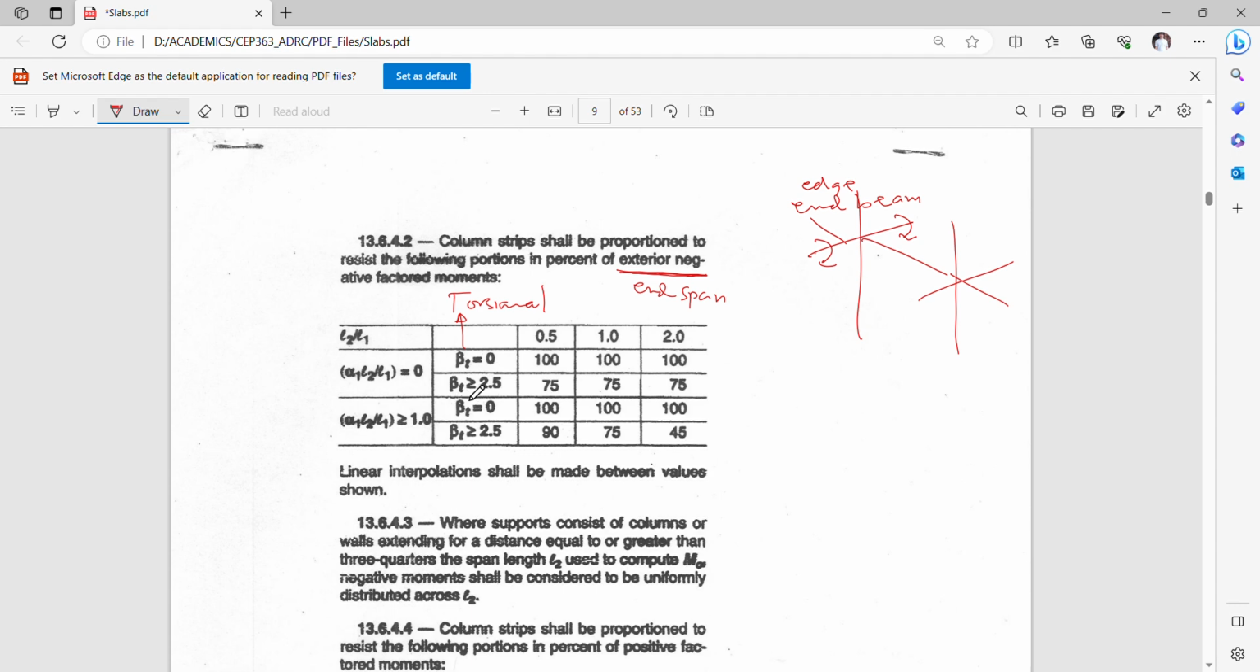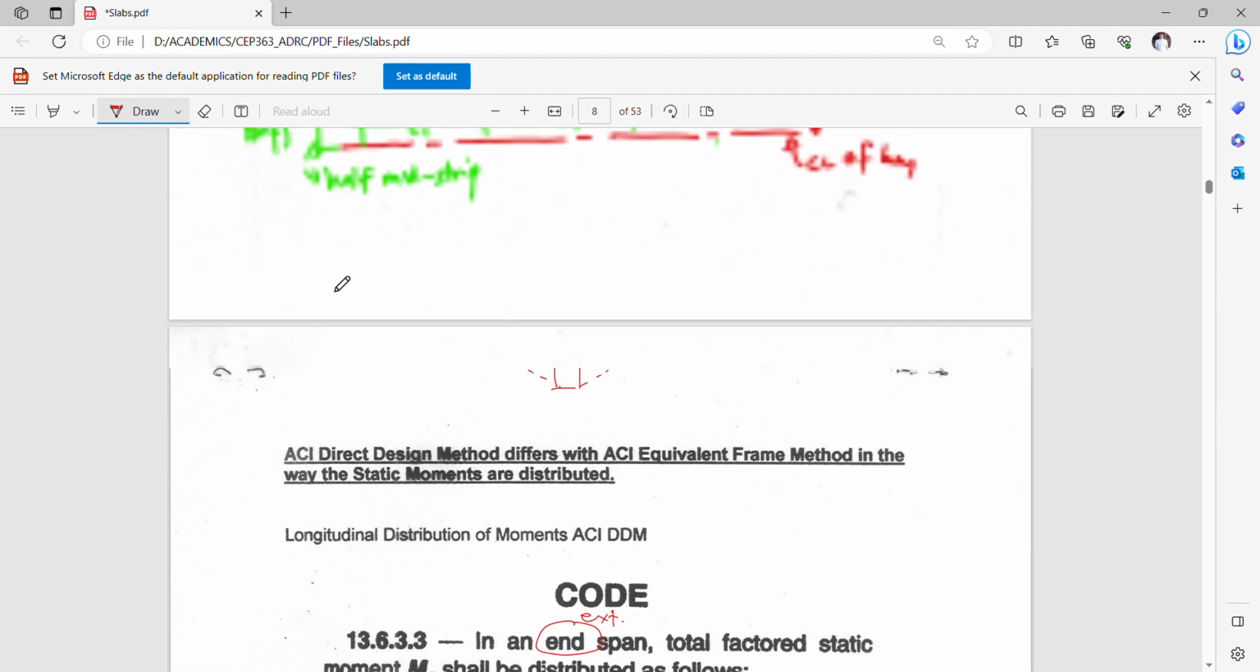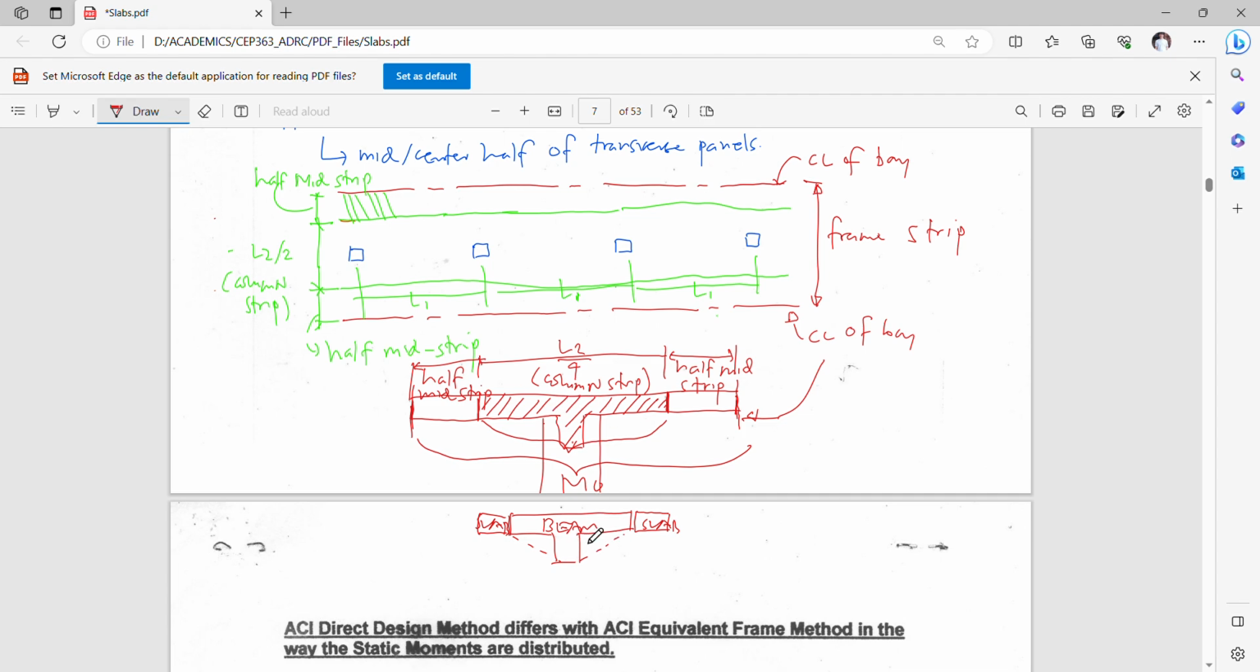parameter beta. And of course, I have to compute L2 over L1 and alpha 1 L2 over L1 on the basis of our definition of alpha, which is simply EcbIb over EcsIs. So what is b and what is s? b is the beam that is defined on this basis. Where's your beam? This is the beam. And your s, those are the two s, the slab part. It's the beam part, that's the slab part.